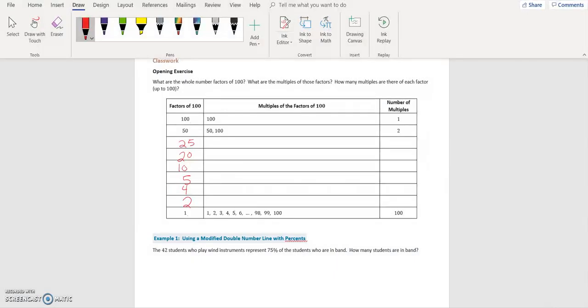So now we're going to do the multiples of 100. So we're just going to count by the number basically. So 100, we just have 100, 50, 100, and then 25. Count by 25. Okay, so we're counting by 25s.